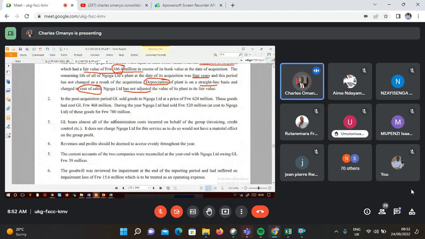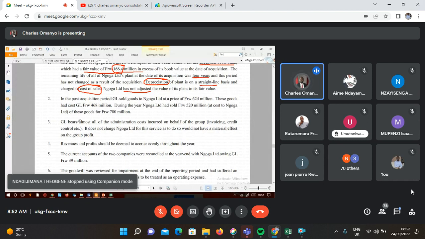GL bears almost all of the administration costs incurred on behalf of the group. It does not charge Ngonga Limited for the services, as to do so would not have material effect on the profit. So any service that GL offers, it does not charge Ngonga.